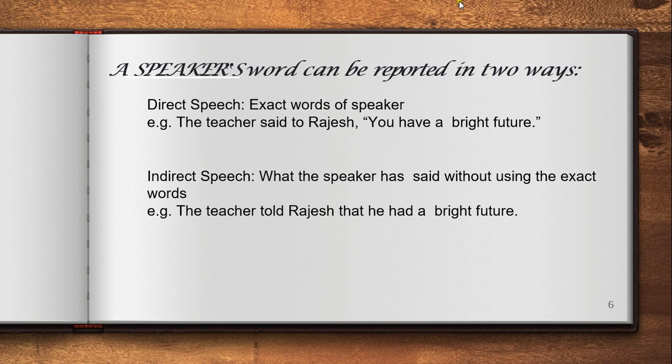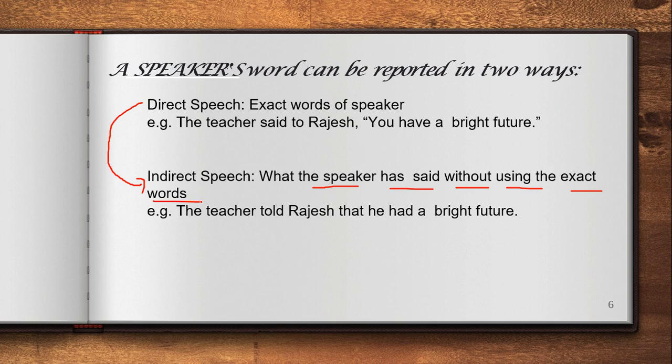Let's take a look at this one. Direct speech is the exact words of the speaker. Exact, we can say totally like what the speaker says. Example: The teacher said to Rajesh, "You have a bright future." If you want to change into indirect, you have to know that indirect speech is what the speaker has said without using the exact words.